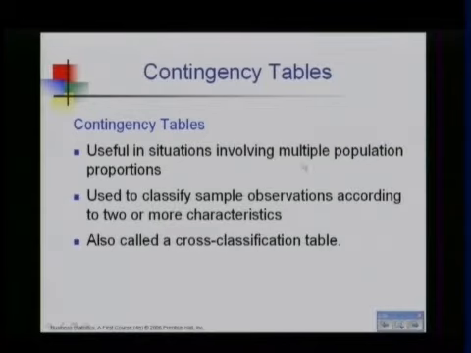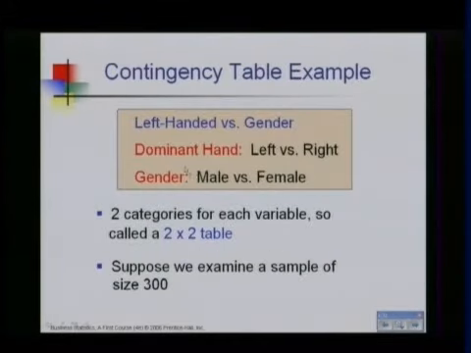Whenever we have more than two populations, multiple populations' proportions, that's when we're going to use these contingency tables, and they're also sometimes called cross-classification tables, and chi-square is the main form of analysis that we can do with these kinds of tables. So here's an example.